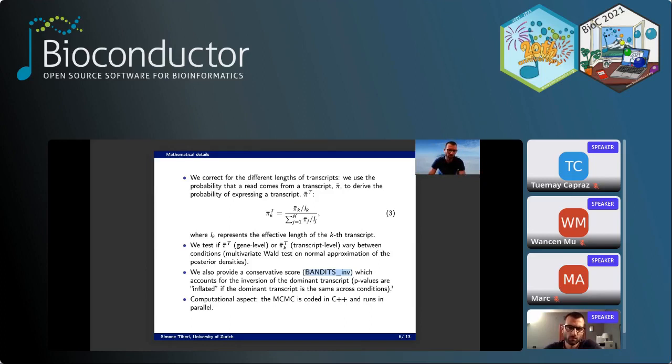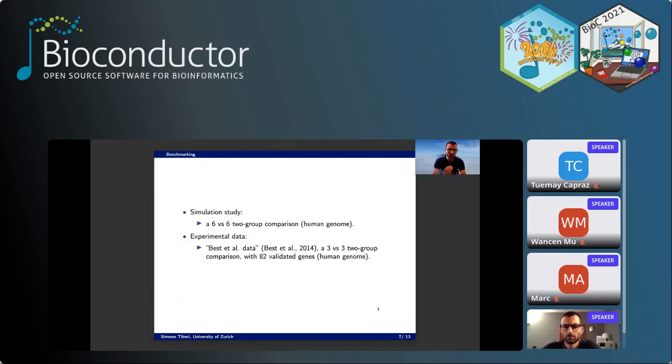Computational-wise, the method is coded in C++, and it runs in parallel, so it is relatively computationally efficient. I performed various benchmarks, and these are the main ones I'm going to show you. A 6 versus 6 two-group comparison from a human genome, and a 3 versus 3 two-group comparison from a real data set, again human genome, where 82 genes have been validated with PCR.